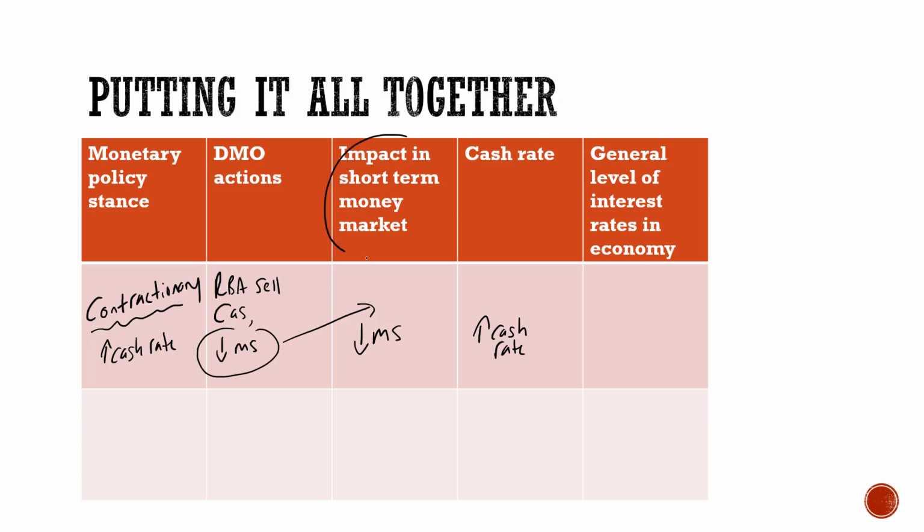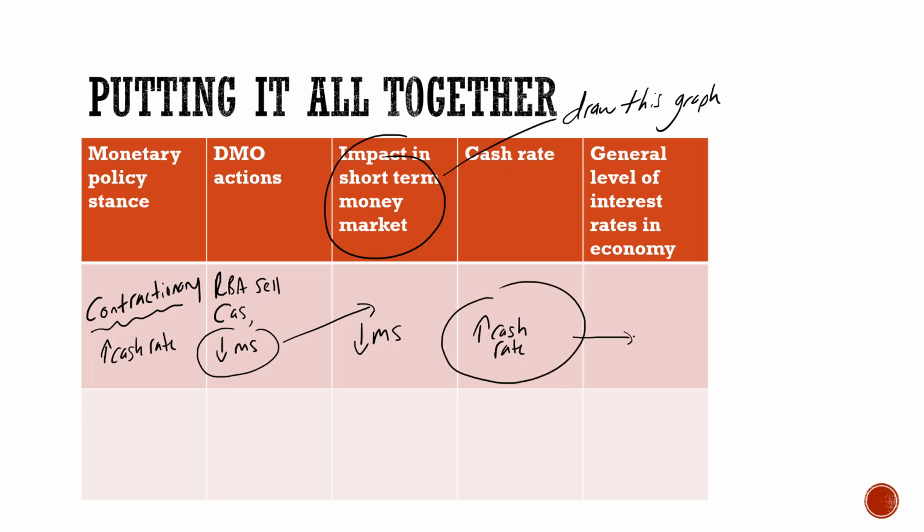It might be useful for you to go back and try, and you can see a link to a video in the top right corner that can help you with drawing the graphs. If we have a higher cash rate, now remember it's going to be more expensive for banks to borrow. Their costs are going to go up.